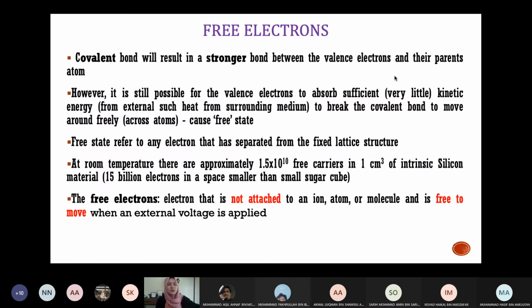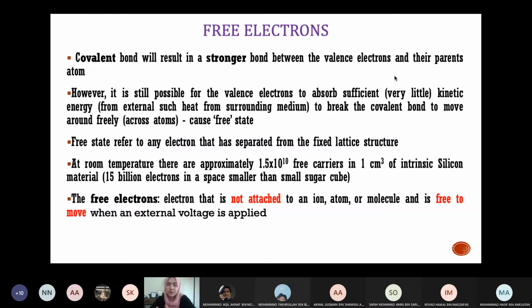Next, what are free electrons? The covalent bond results in a stronger bond because we have the sharing of electrons. However, even though the covalent bond is strong, it is still possible for the valence electrons to absorb sufficient energy and break from the covalent bond to move around freely.